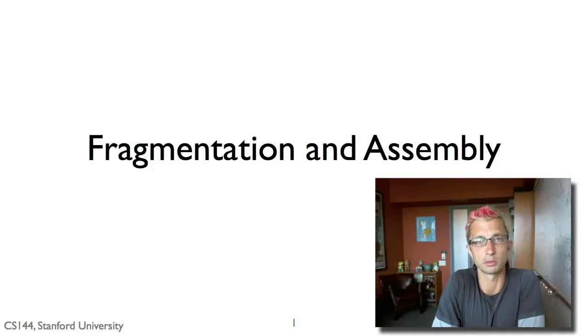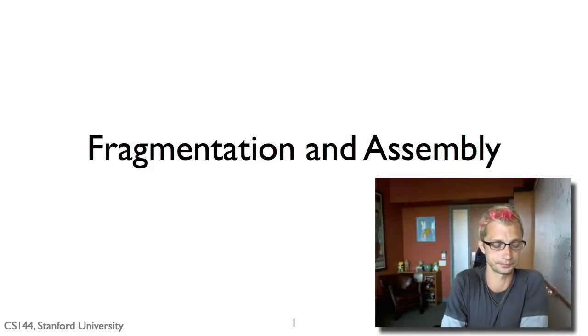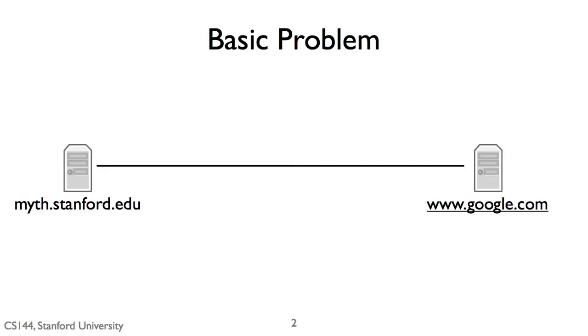So in this video, we talk about fragmentation and assembly. Here's the basic problem that fragmentation and assembly try to solve. Let's say I'm using some machine at Stanford in the myth cluster, and I want to request a web page from Google. Google's web page that it sends, this HTTP response, is 10 kilobytes long. Well, a 10 kilobyte chunk of data is pretty big.